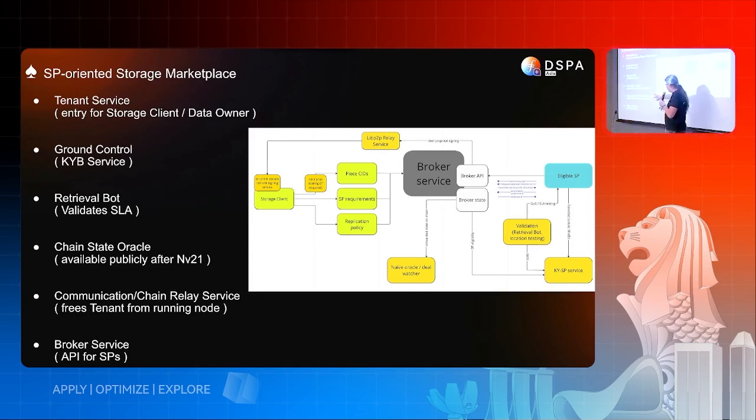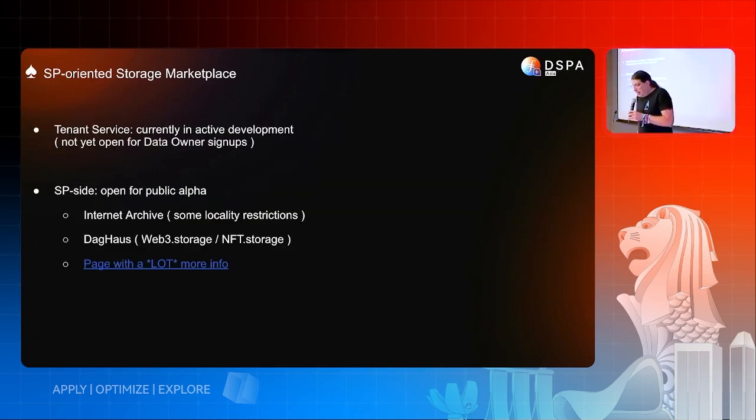We have also an extra thing here that I didn't cover, which is an ability for the storage client to do remote signatures by never giving us their wallet with the data cap, but we take care that their message gets signed, gets on chain, and so on and so forth. So the data owner always keeps their key locally. And then we have the broker service, which is this part right here. So as I said, the tenant service is currently in very active development and not yet open for new data owner signups. But we have a few data owners here. And as most of you, I assume, are SPs, this is what would be interesting to you.